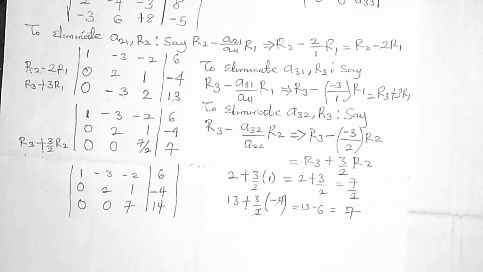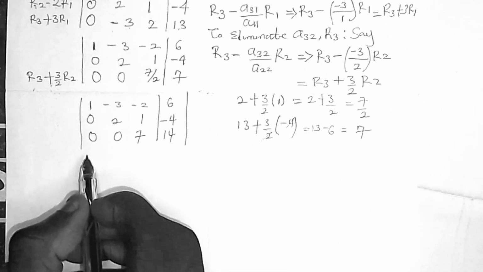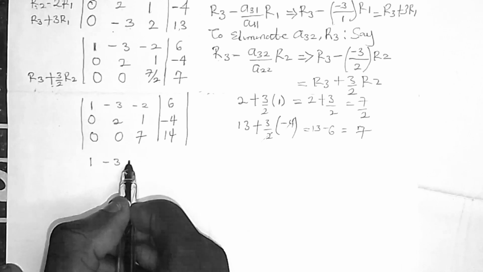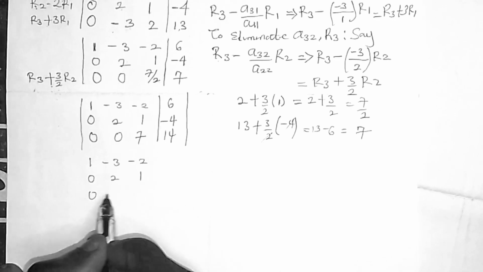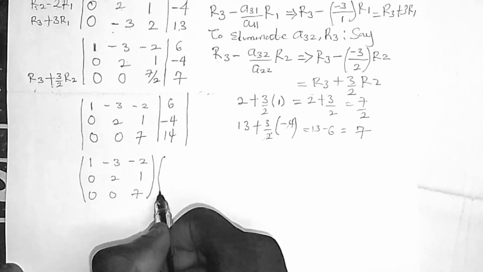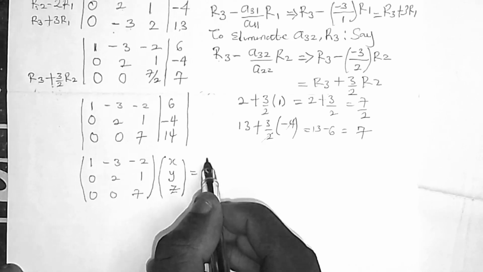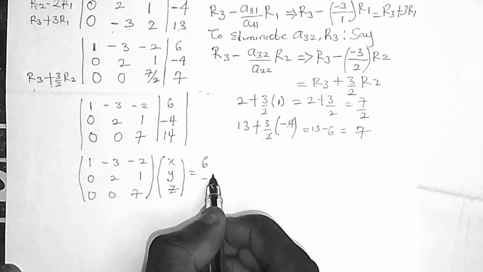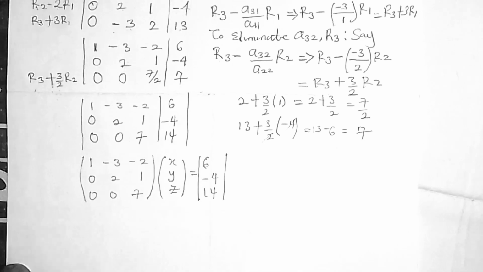Now, what is the next thing to do? It is now to apply your variable. We want to get our x, our y, and our z. So how do you do that? Very simple. What you will say now is 1 minus 3 minus 2, 0, 2, 1, 0, 0, 7, all multiplied by your variables, x, y, z, and then equal to 6, minus 4 and 14. Can you see that now? This is the next important step.